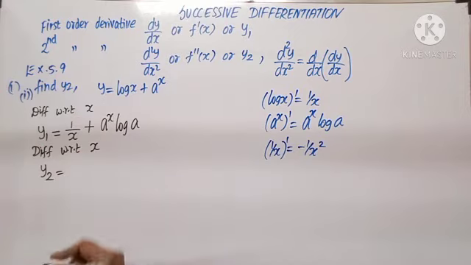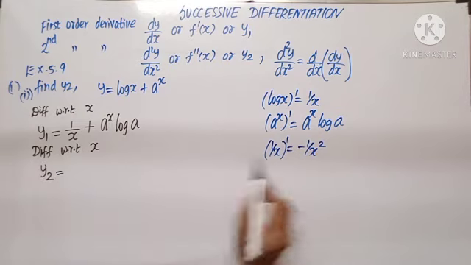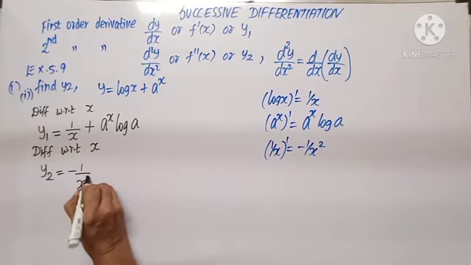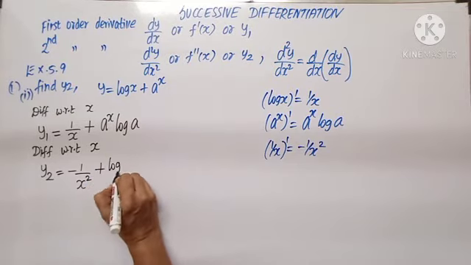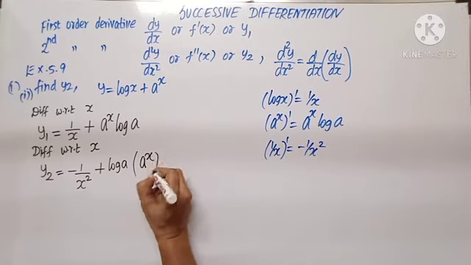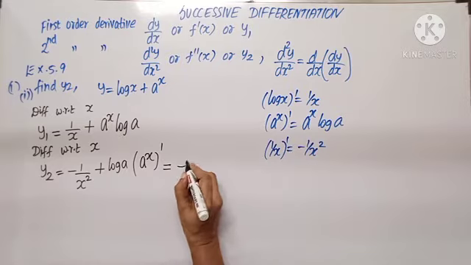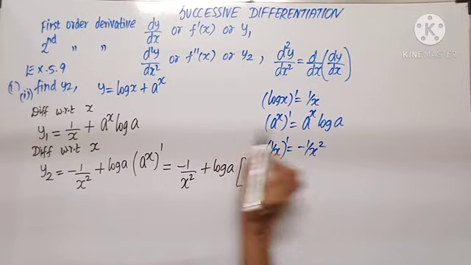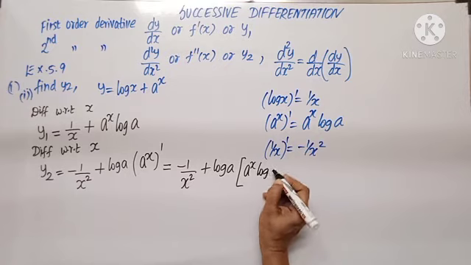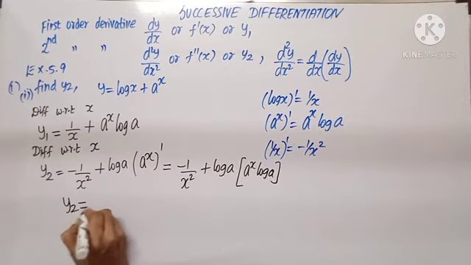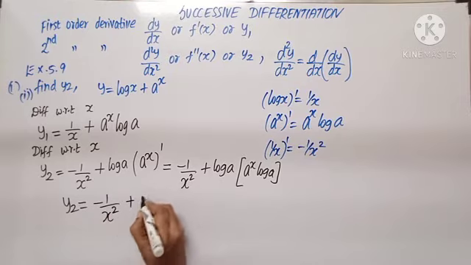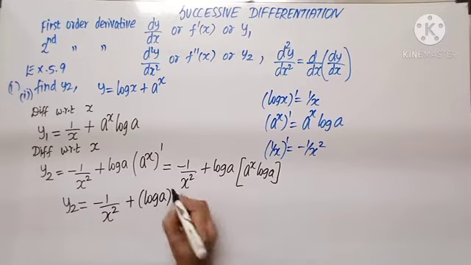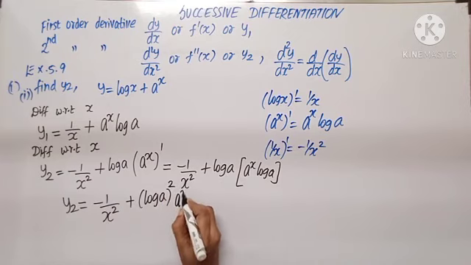So differentiate once again with respect to x. What is the 1 by x formula? 1 by x becomes minus 1 by x square plus keep log a as it is. Again I have to differentiate a power x. That is minus 1 by x square plus log a into a power x derivative, a power x log a. Or I can say y2 is minus 1 by x square plus log a into log a, is log a the whole square into a power x, and that is the answer.